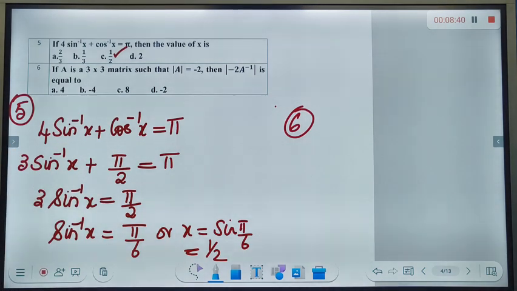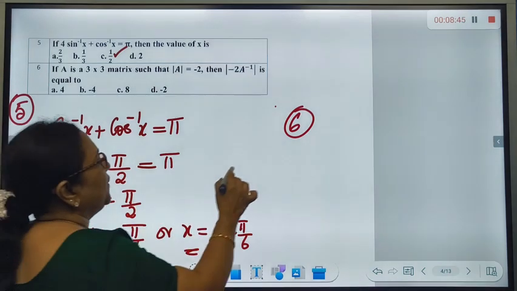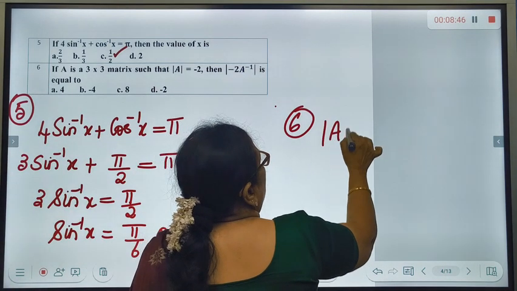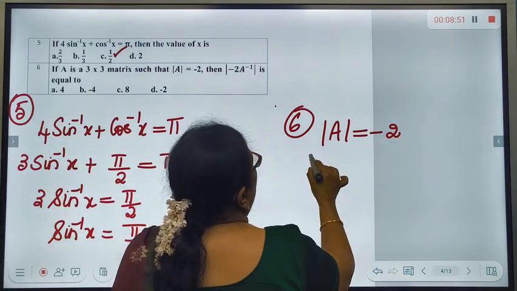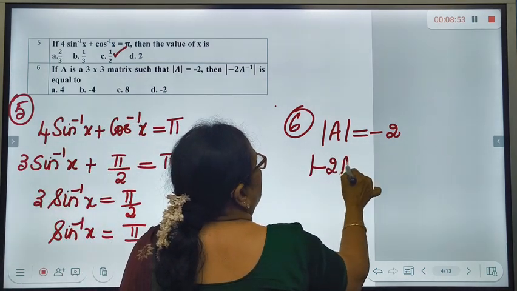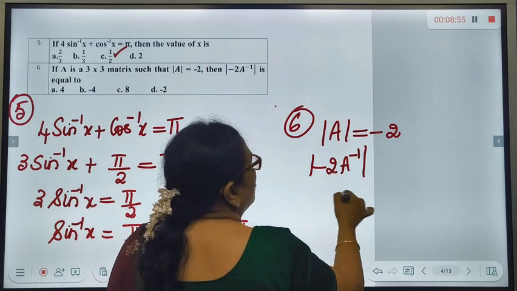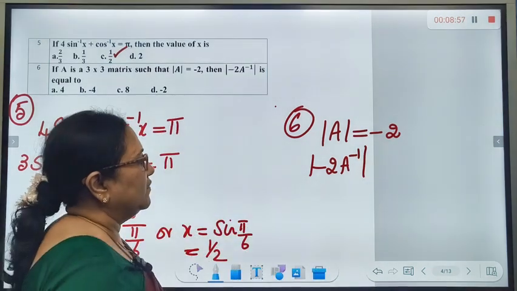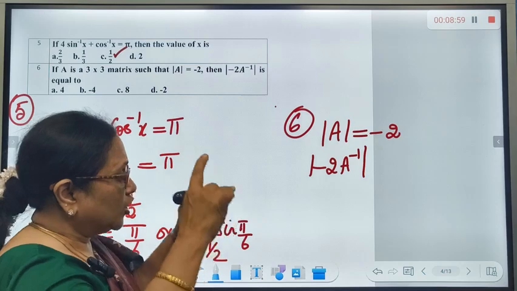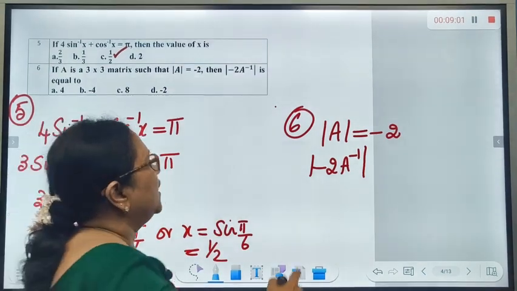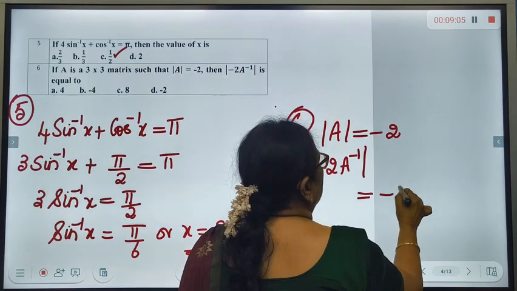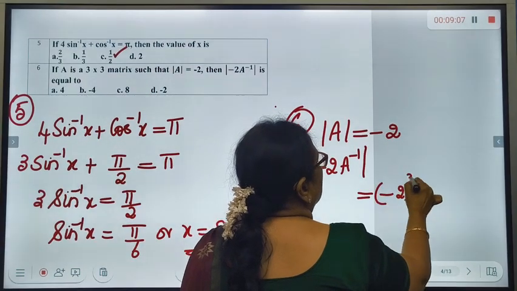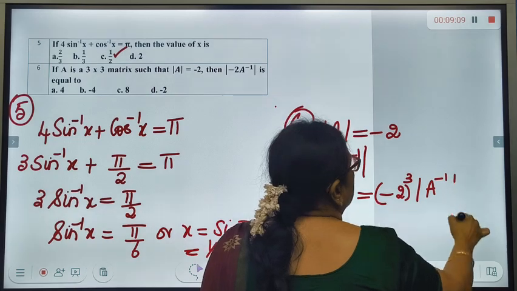What is the sixth problem? A is a 3 by 3 matrix such that determinant of A equal to minus 2. You have to find the determinant of minus 2 A inverse. So if you look at the matrix minus 2 A inverse, and for that you are looking at the determinant value, then I will take minus 2 from each row. So this will give me minus 2 cube into determinant of A inverse.